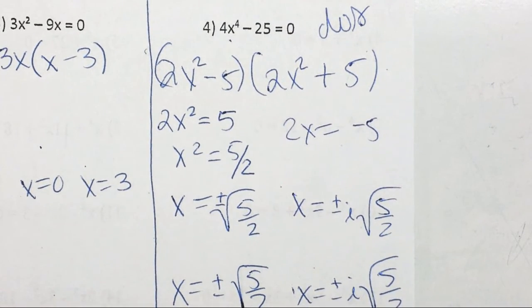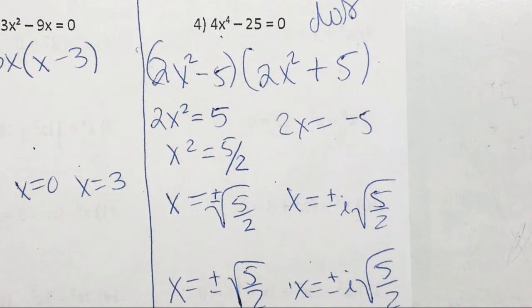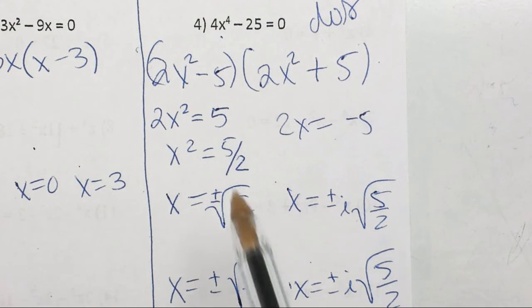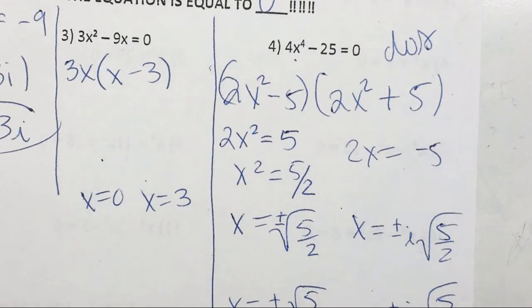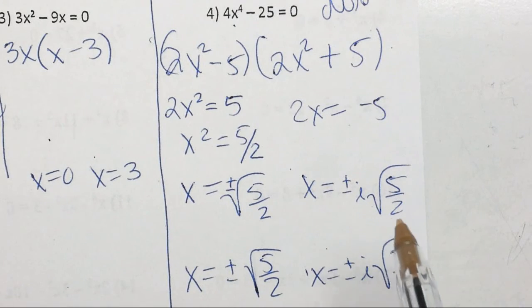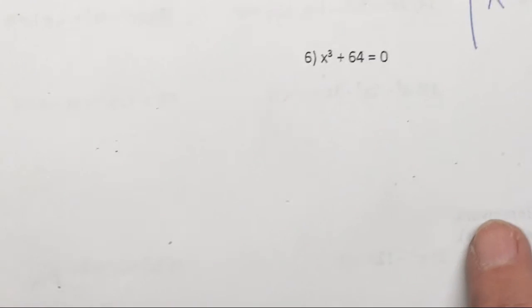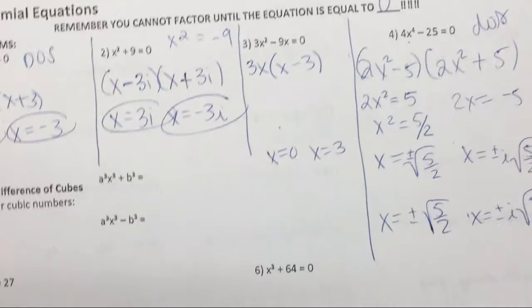How many times would this polynomial hit the x-axis? Twice. Once at square root of 5 over 2, again at negative square root of 5 over 2. Won't touch here. Does everybody understand? Any questions? Alright, let's see if we remember difference and sum of cubes.